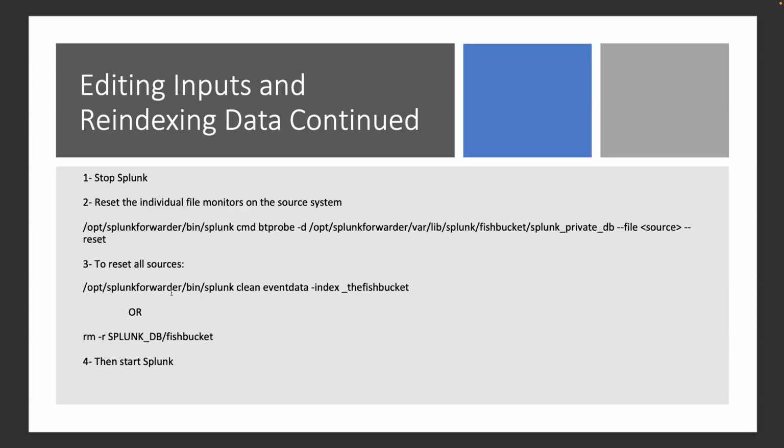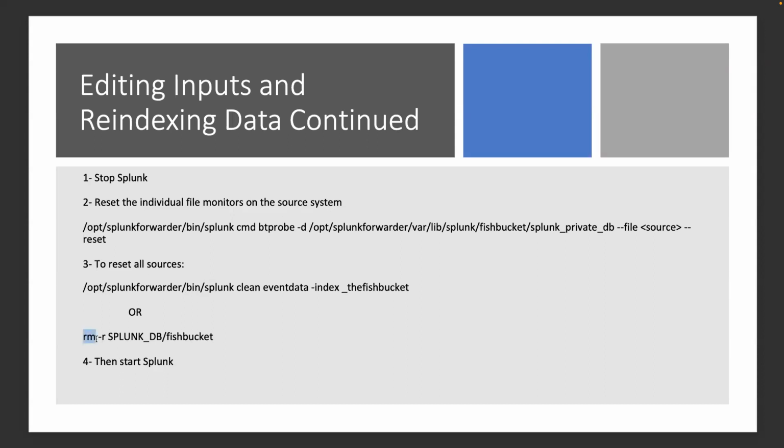You can clean an index, you can delete the content of an index. It could be the fish bucket, or maybe an index that has data you don't want. Again, run the command clean eventdata -index. In this case, our index is underscore fishbucket, so that's what we want to clean. Or, more easily, just run this command.